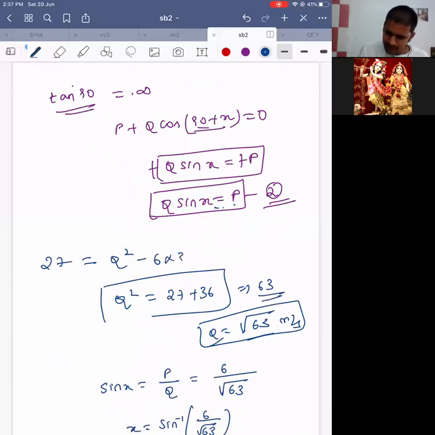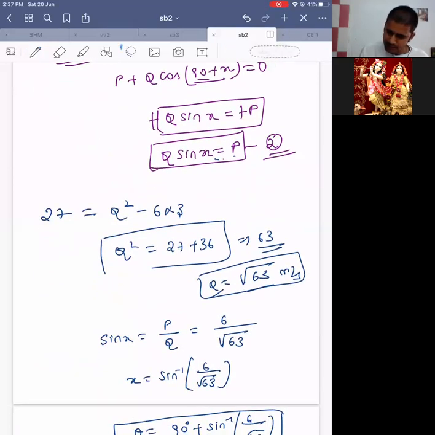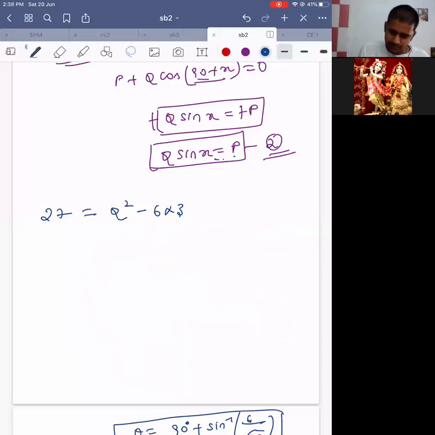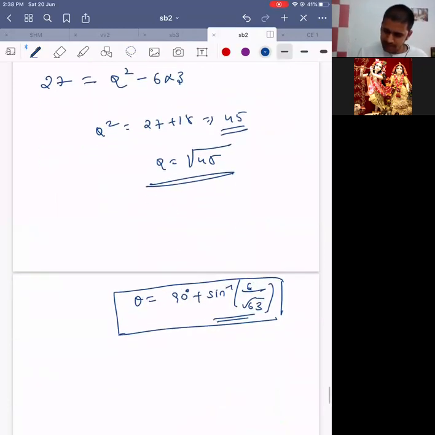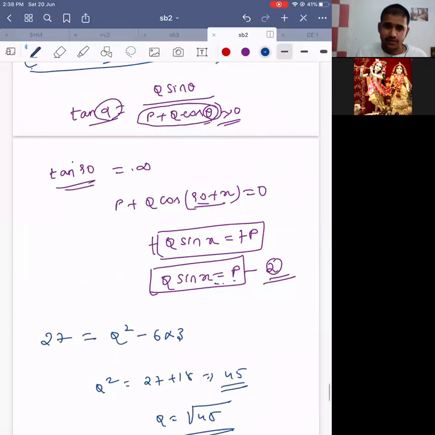P is 3, then it's 6 into 3, 18. Yeah. Thank you. So q square is equal to 27 plus 18, which is equal to 45. Q is equal to square root of 45. Okay. So from here, we can write instead of square root of 63, sine inverse of 3 upon square root of 45. So the angle is 90 plus sine inverse of x. All right.